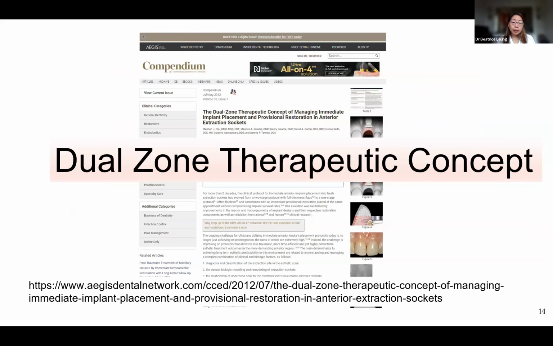The other reason why we want to consider it is actually a biological reason, and it's a relatively new concept in the last decade. There is a biological reason why, if you are going to extract a tooth, place an implant, you also want to make a temporary restoration immediately to protect the soft and hard tissue. We call this the dual zone therapeutic concept, which I have referenced in an article if you want to read about it.